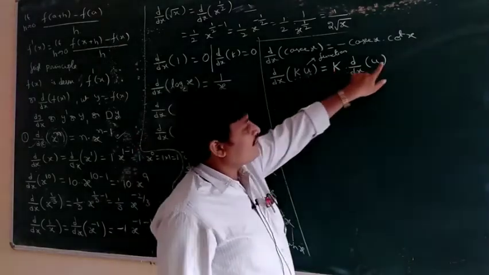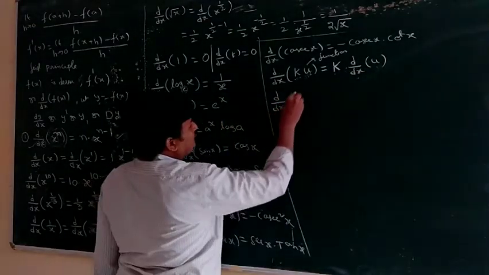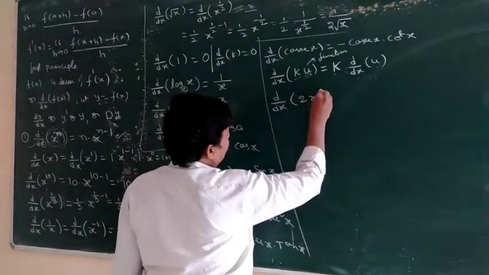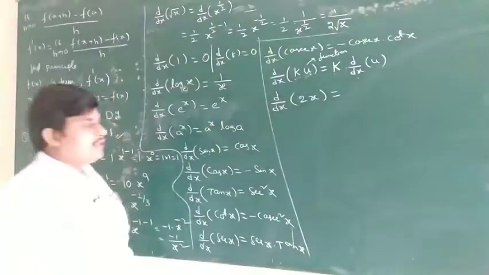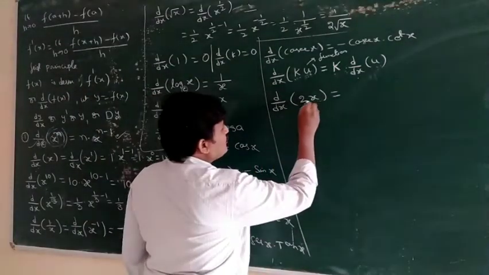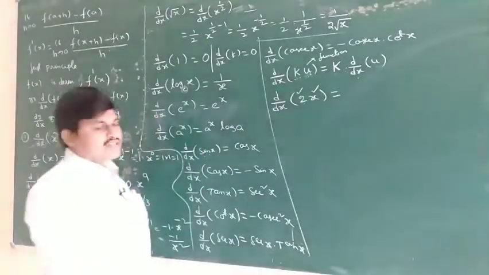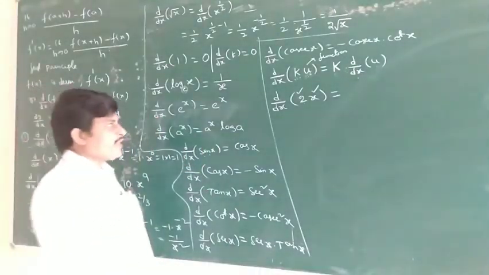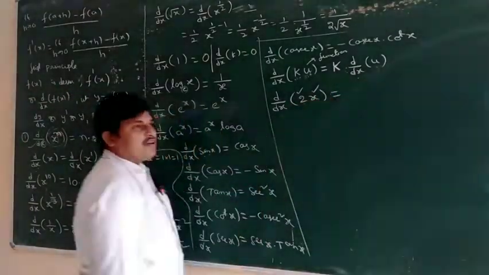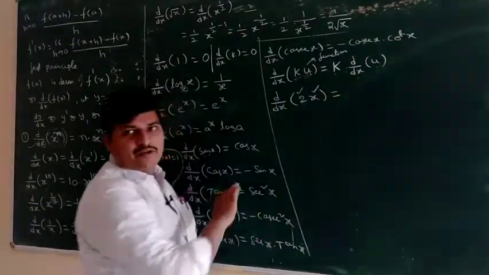So k into derivative of u. For example, d by dx of 2x. d by dx of 2x means this 2 is a constant and x is another function. 2 is a constant function and x is another function. So what is the answer? 2. You should not take the derivative of the constant function.